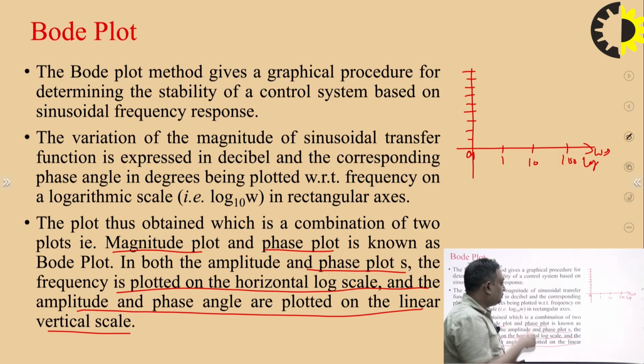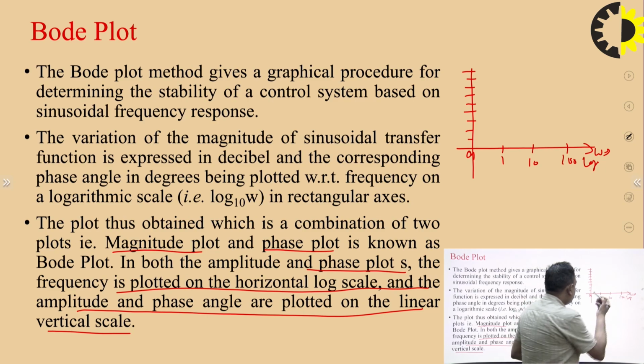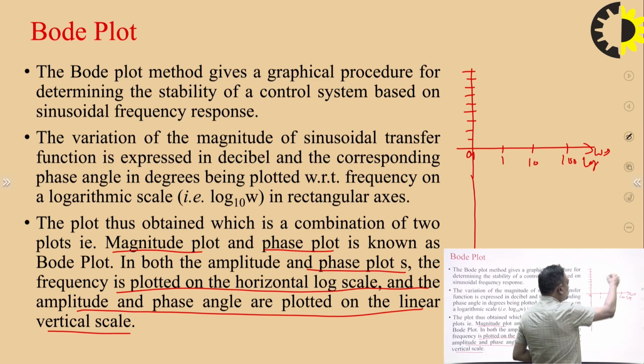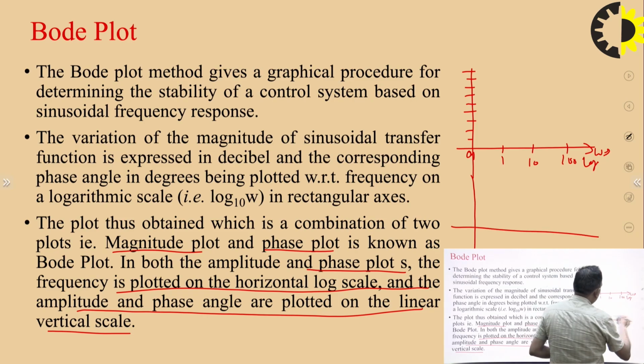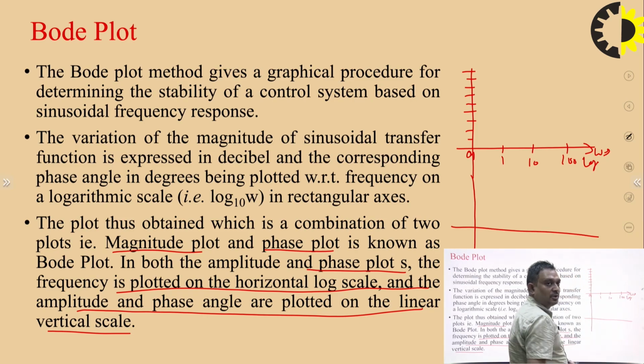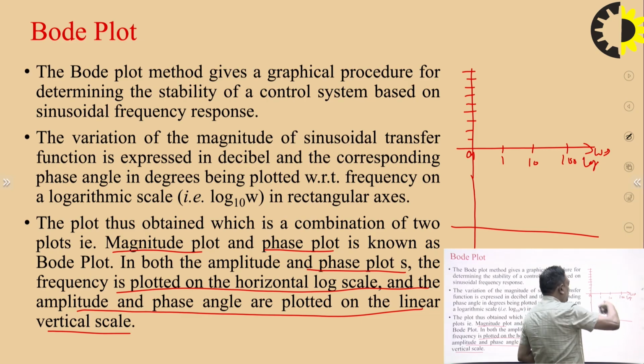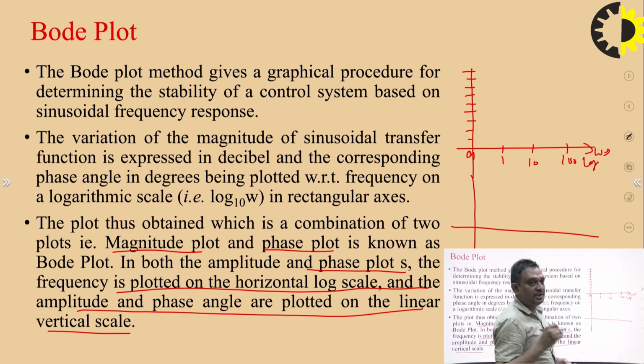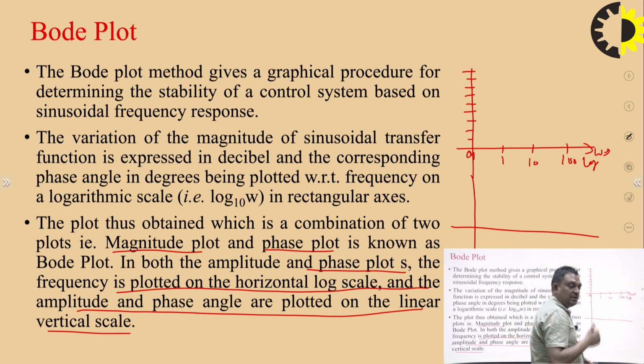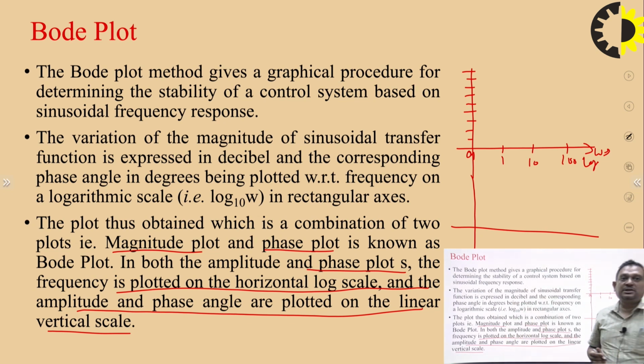On the same scale, here we will draw the magnitude plot, and here we will draw the phase plot. By plotting the magnitude and phase plots on the same axis, we get many benefits. We can easily find out the gain crossover frequency, phase crossover frequency, gain margin, and phase margin.